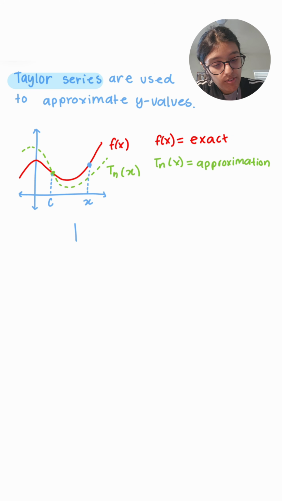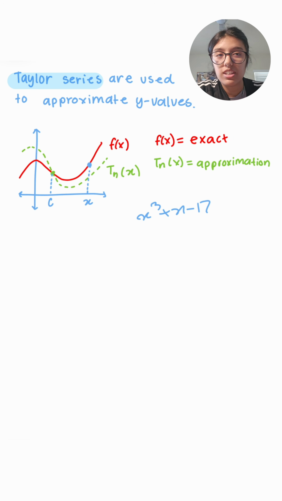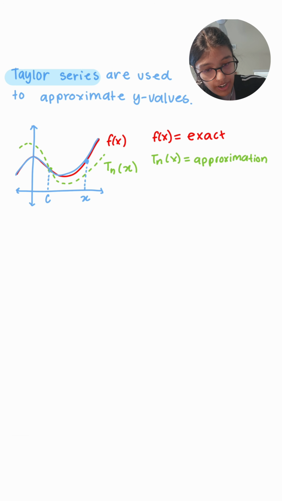Now, I have a graph over here, and this is crucial in order to understand why we have Taylor series. And in the red, you guys can see that the red function is the exact function. So we have f of x, maybe that function is something like x cubed plus x minus 17. It's just a function in terms of x, right? Pretty self-explanatory. And that is this function right over here.